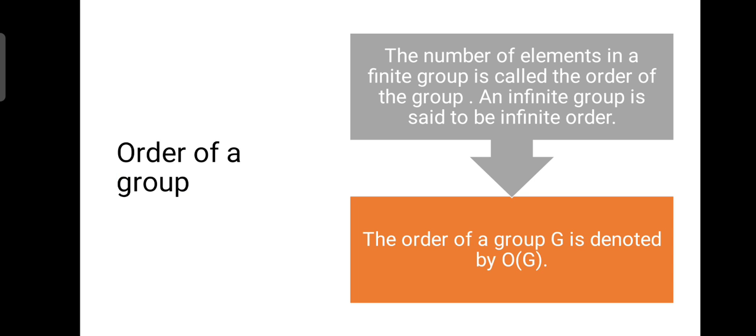Next definition is order of a group. The number of elements in a finite group is called the order of the group. So order of a group is always of a finite group because we can calculate or count the number of elements in a finite group. And if we have an infinite group, we just say that it has an infinite order. We don't need to calculate it. So for a finite group, we can calculate the number of elements, therefore we can find the order of the group. And the order of the group is denoted by O(G).